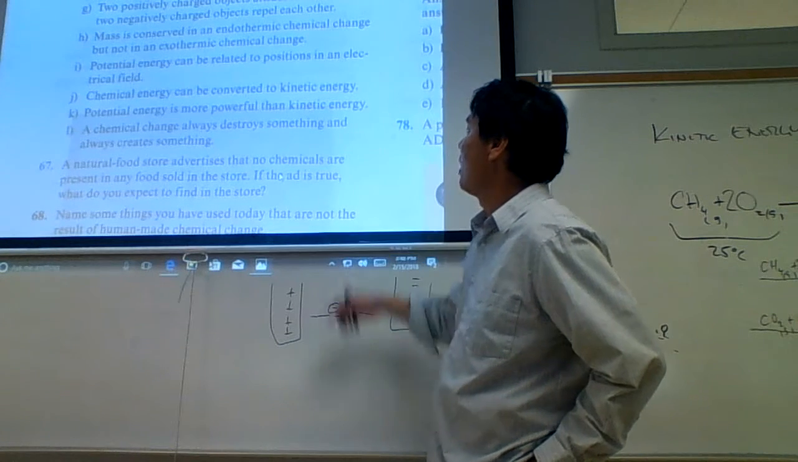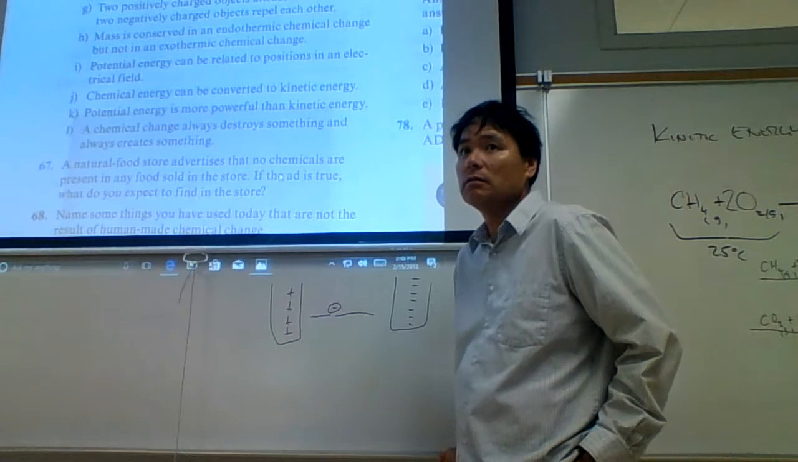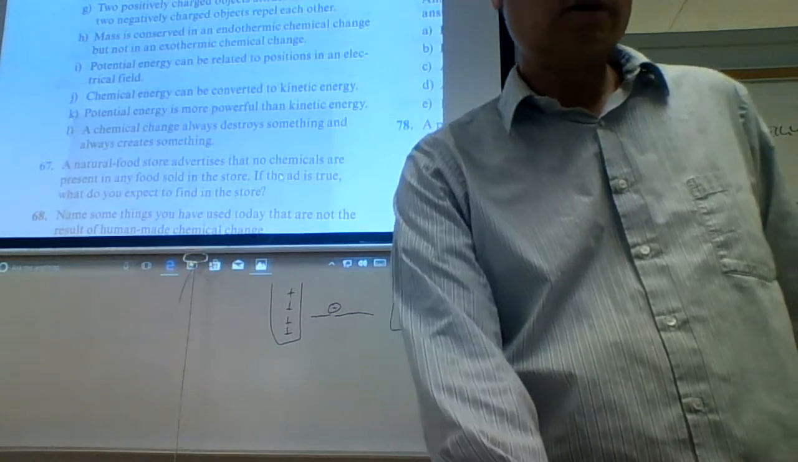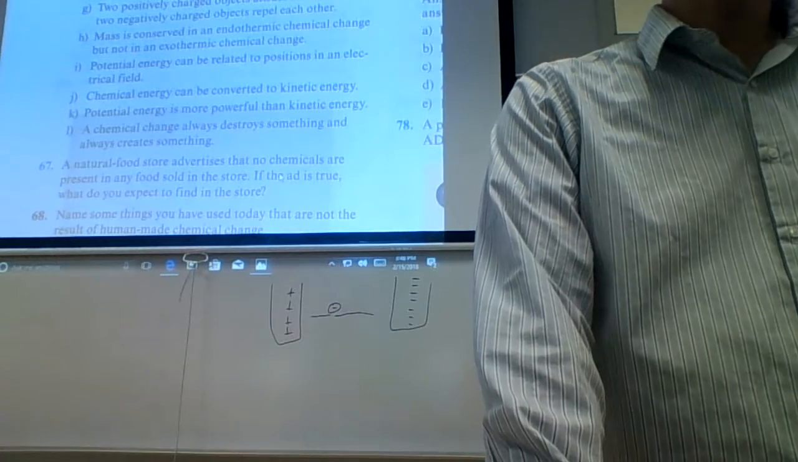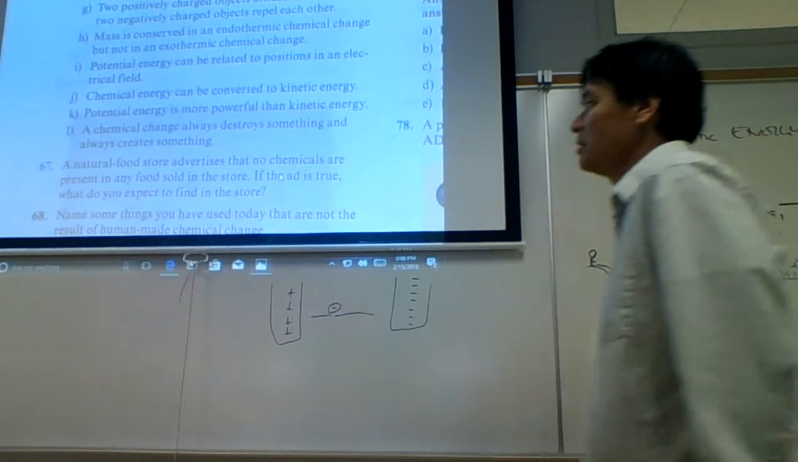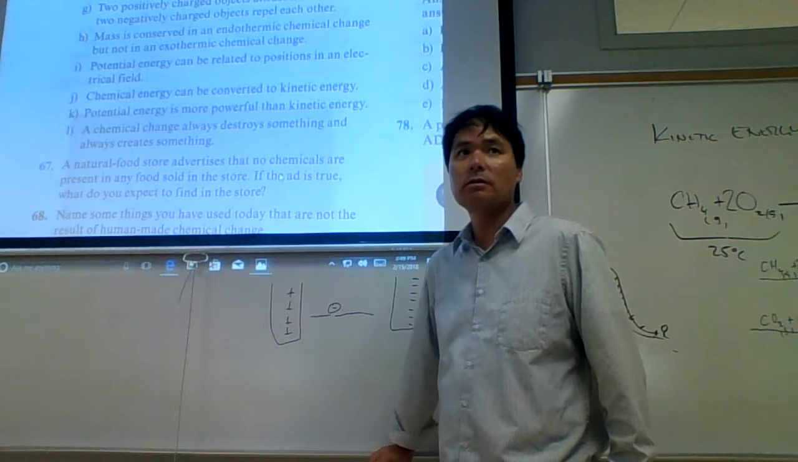Potential energy is more powerful than kinetic energy. It's false, because potential energy depends on what you're looking at, and kinetic energy also depends on how hot it is. And so we don't know. Kinetic energy in the sun is huge. That's enough to destroy all the molecules that are around.